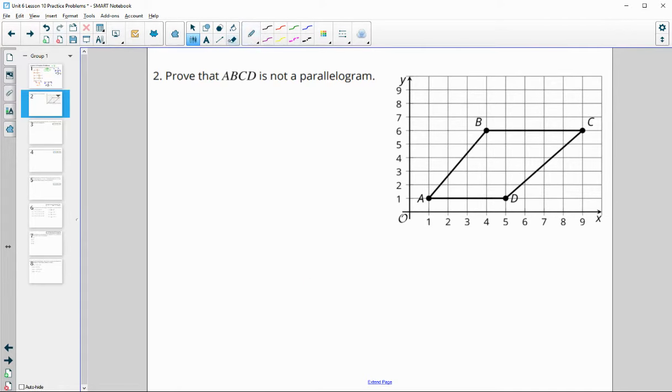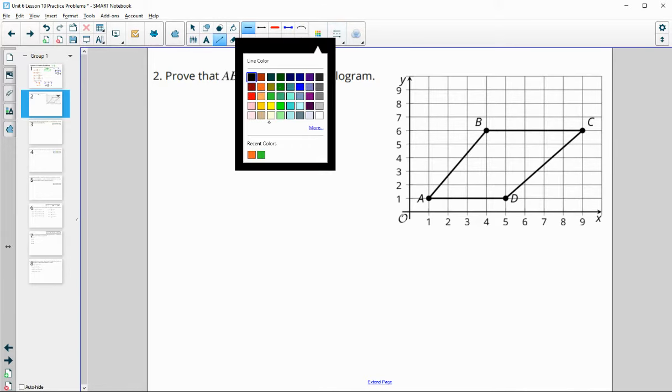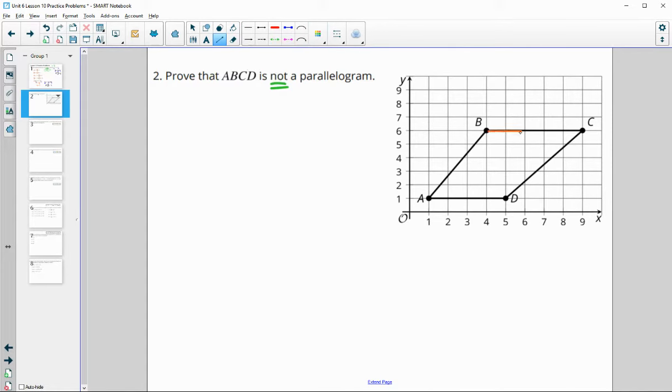All right. In this one, we want to prove that ABCD is not a parallelogram. And remember, parallelograms will have opposite sides being parallel to one another. So we're going to want to be looking at slopes in this one again. These two flat lines here definitely have the same slope because they are horizontal lines. So the slope of these two is 0. And now we want to look at the slope of AB and DC to show that they are not the same.